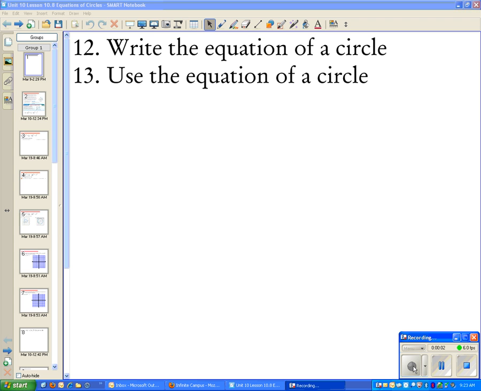On page 744, the last section of chapter 10, equations of circles. And we have two learning targets. Write the equation of a circle, and then we're going to use the equation of a circle.